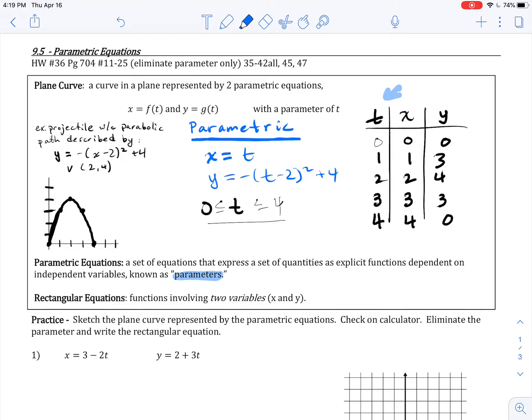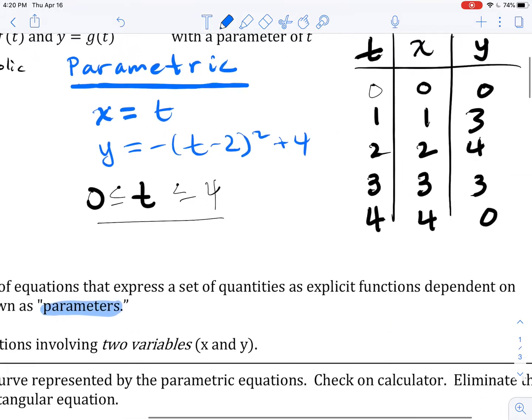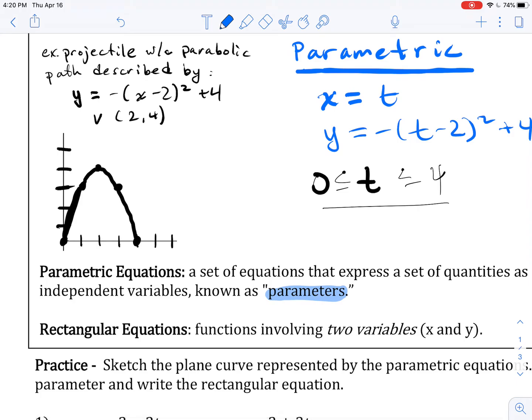How do I represent those t values on our graph? Well, let me change the color and zoom in on that graph so we can think specifically about those t values. So we know that when x is equal to 0 and y is equal to 0, our t value is equal to 0. So I'm going to say at this point, this first point where this graph starts, t is equal to 0 here.